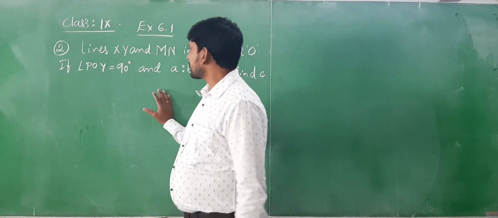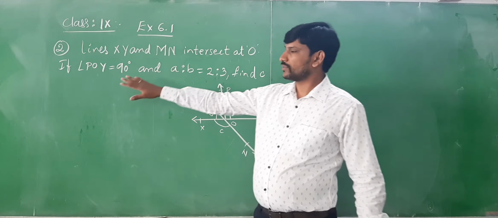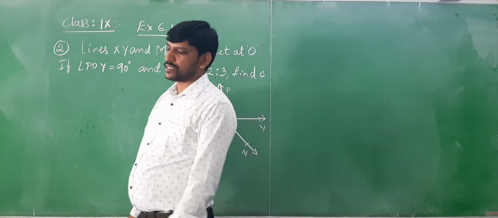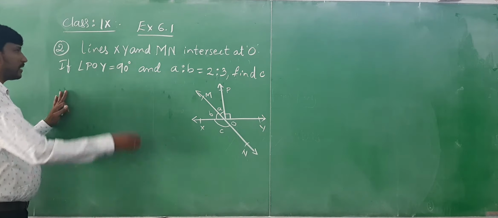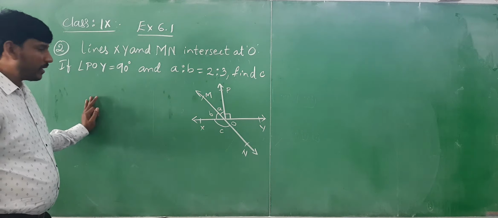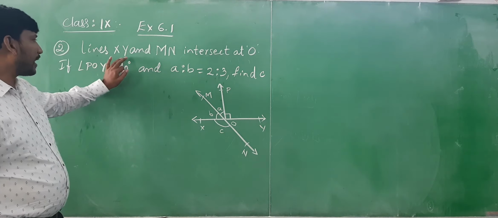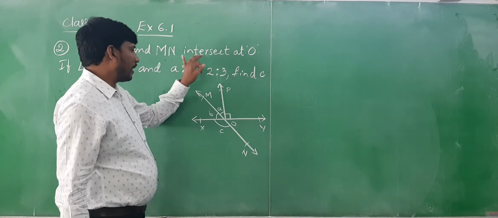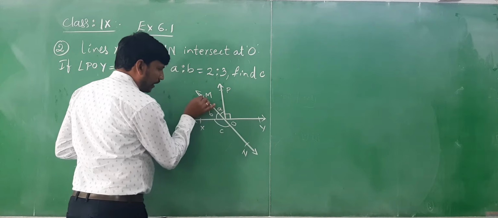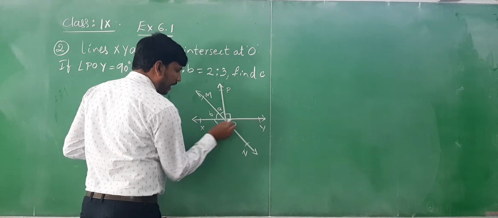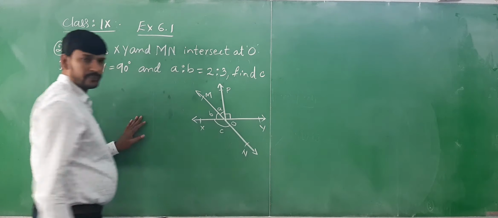We are going to discuss exercise 6.1 question number 2. In the previous class we discussed some problems and examples. Today we are going to discuss exercise 6.1 question number 2. Now see that lines XY and MN intersect at O. Here there are two lines, XY and MN. These two lines are intersecting at point O here.